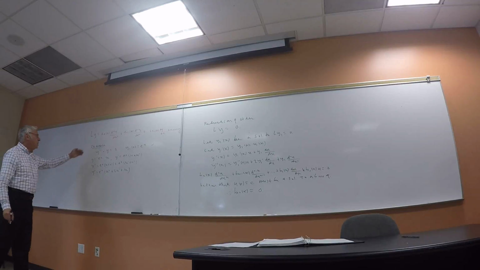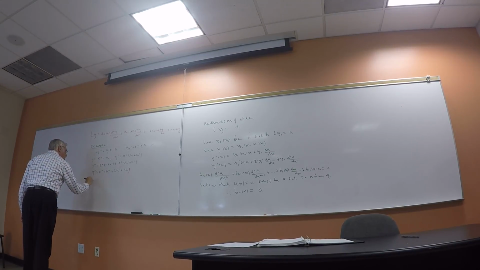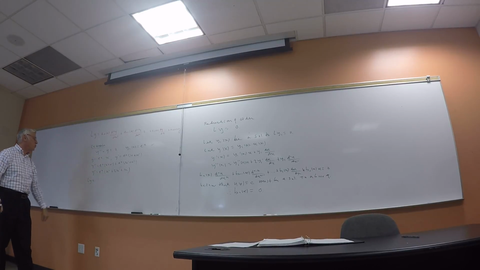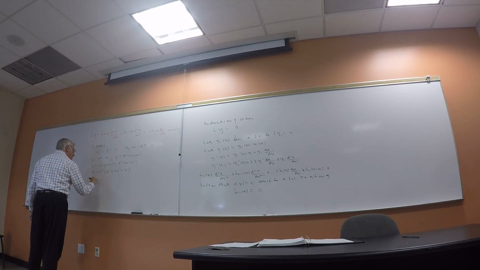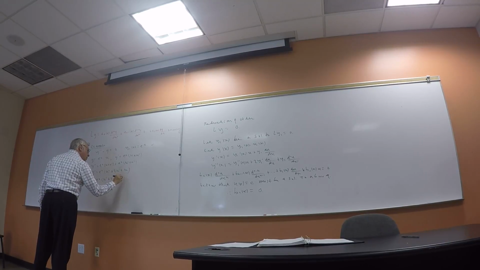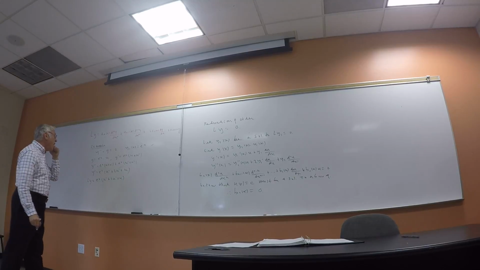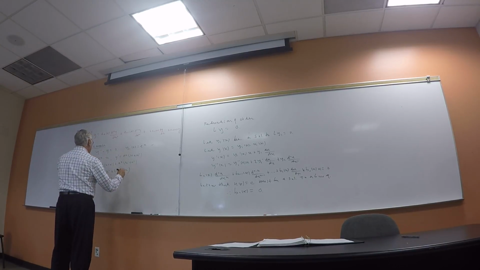Let's see what the left-hand side of this equation comes out to be. L operating on y, which in our case is y double prime minus y, is going to be e to the x times u double prime plus 2u prime plus u, minus e to the x u. That's my y double prime minus y.